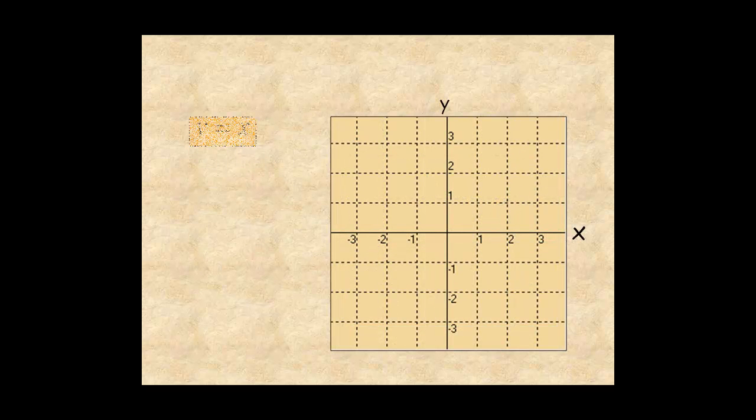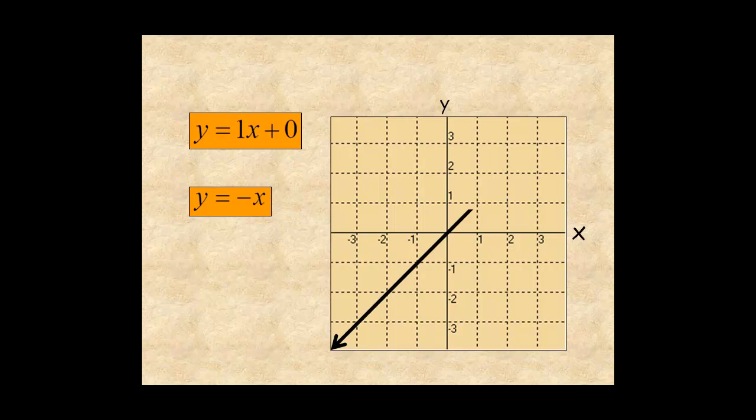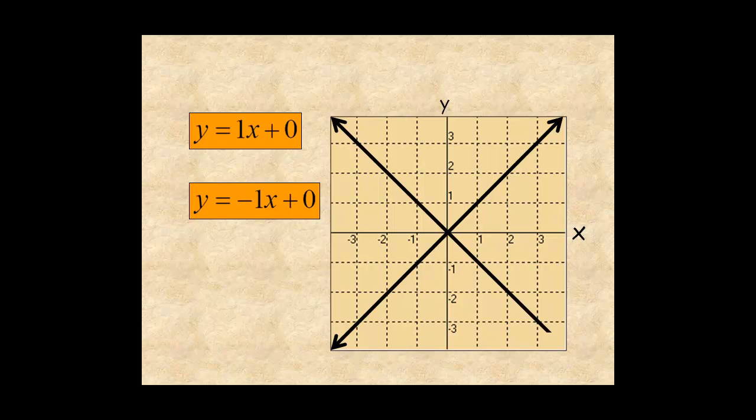The lines y equals x and y equals -x are so simple to graph, they're hard. You have to read y equals x as y equals 1x plus 0. The line goes through the origin, uphill to the right, with a slope of 1. For the line y equals -x, you have to read it as y equals -1x plus 0. The line goes through the origin, downhill to the right, with a slope of -1.